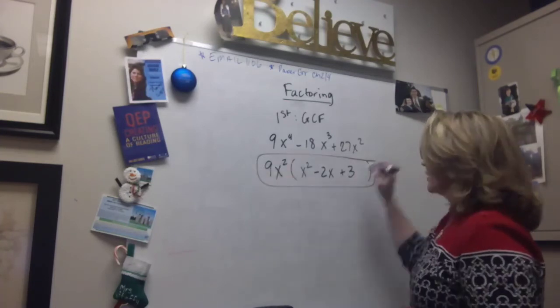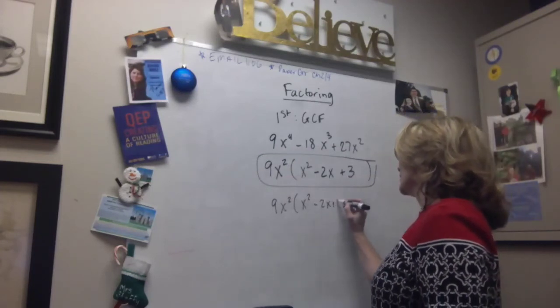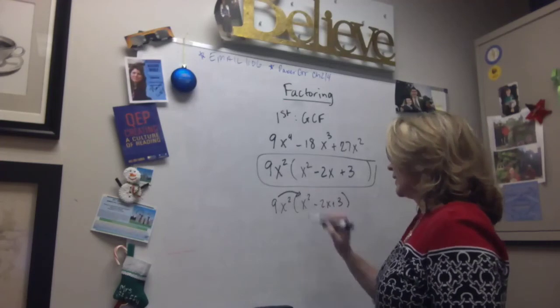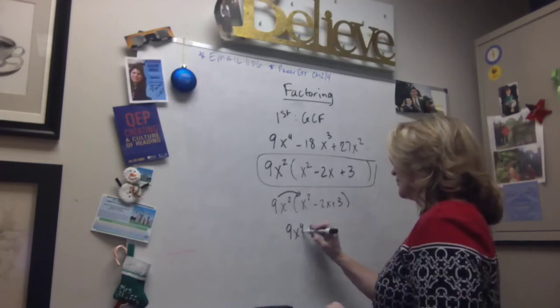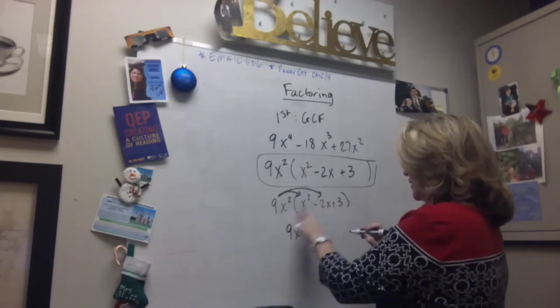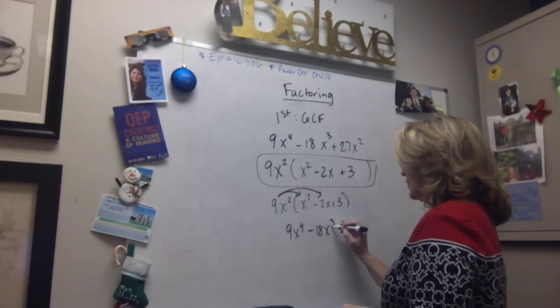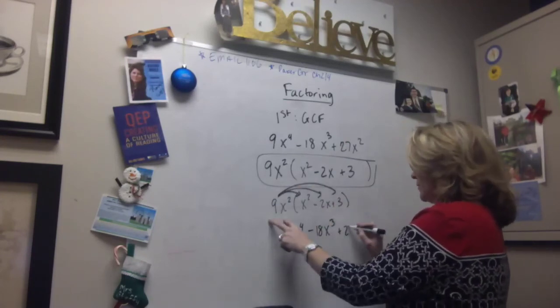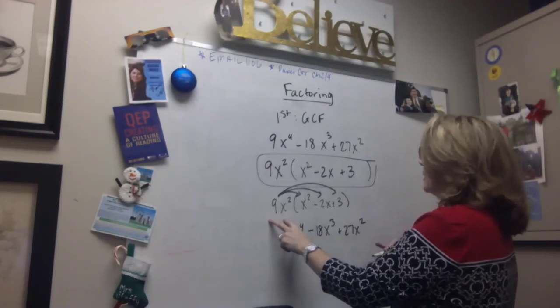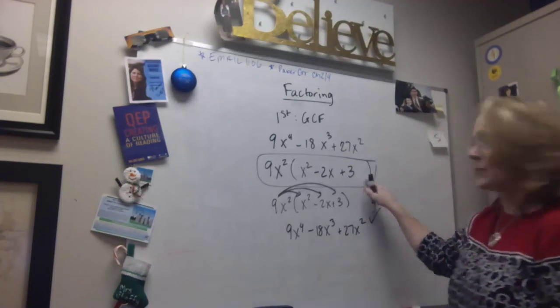And we can double check that by saying 9x squared times x squared minus 2x plus 3, and we're going to go ahead and multiply it. This would get me 9x squared times x squared is 9x to the 4th. 9x squared times minus 2x gets me negative 18x to the 3rd. 9x squared times 3 gets me 27x squared. We can see that this, in fact, matches where we came from, so we know that this is the proper factorization.